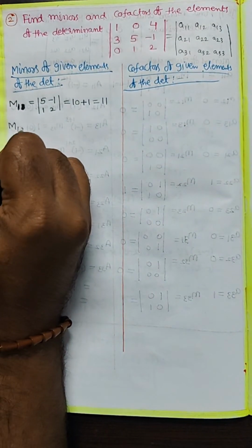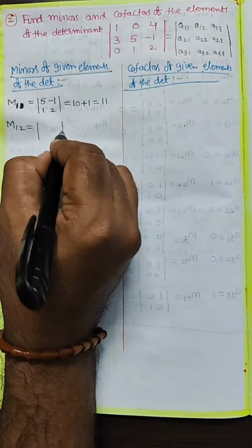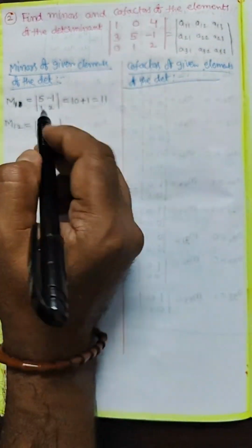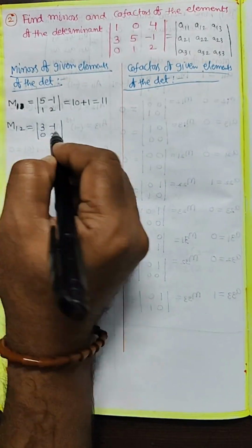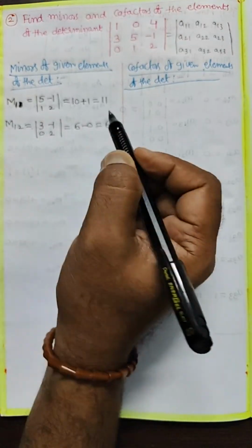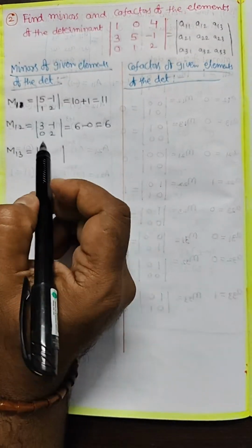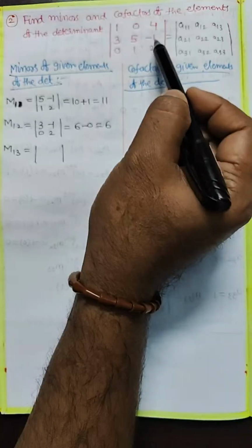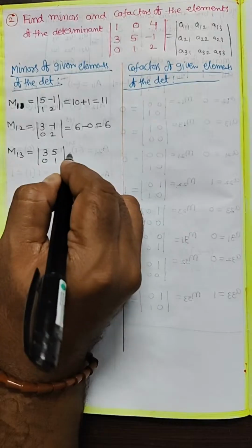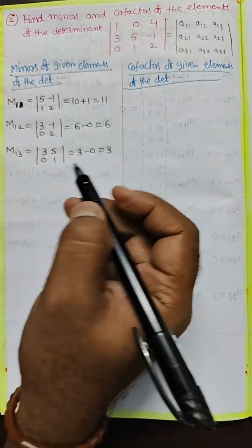Next M12. So first row, second column eliminated. The remaining you have to write as the determinant: 3 minus 1, 0 2. So 3 into 2 is 6, minus 0, that is equal to 6. Next M13, eliminating first row, third column, 3 5 0 1 is the remaining. So 3 into 1 is 3, minus 0, that is equal to 3.